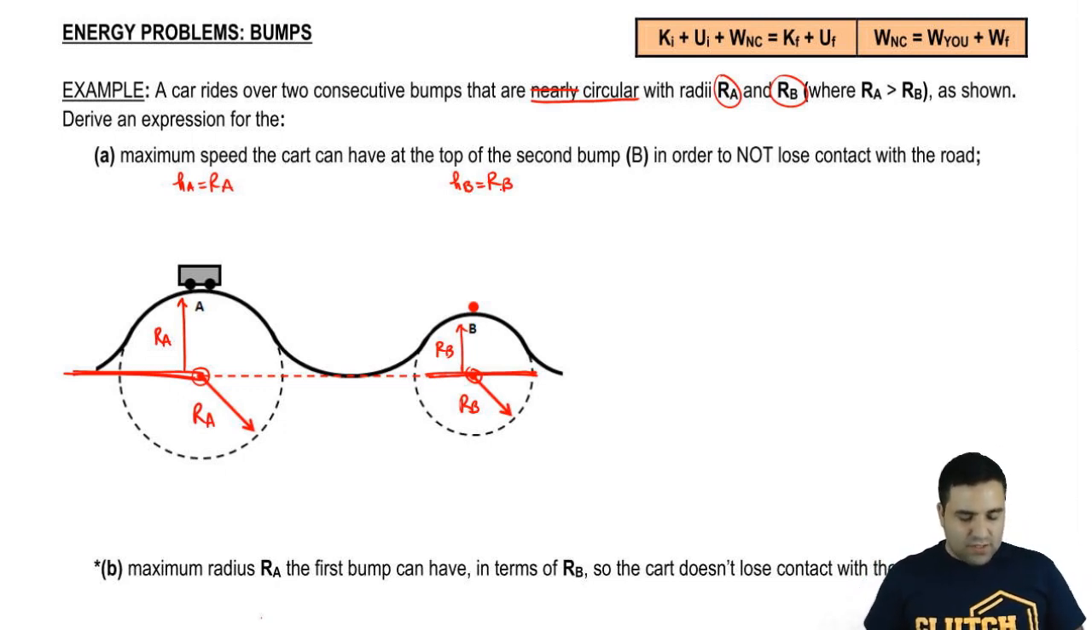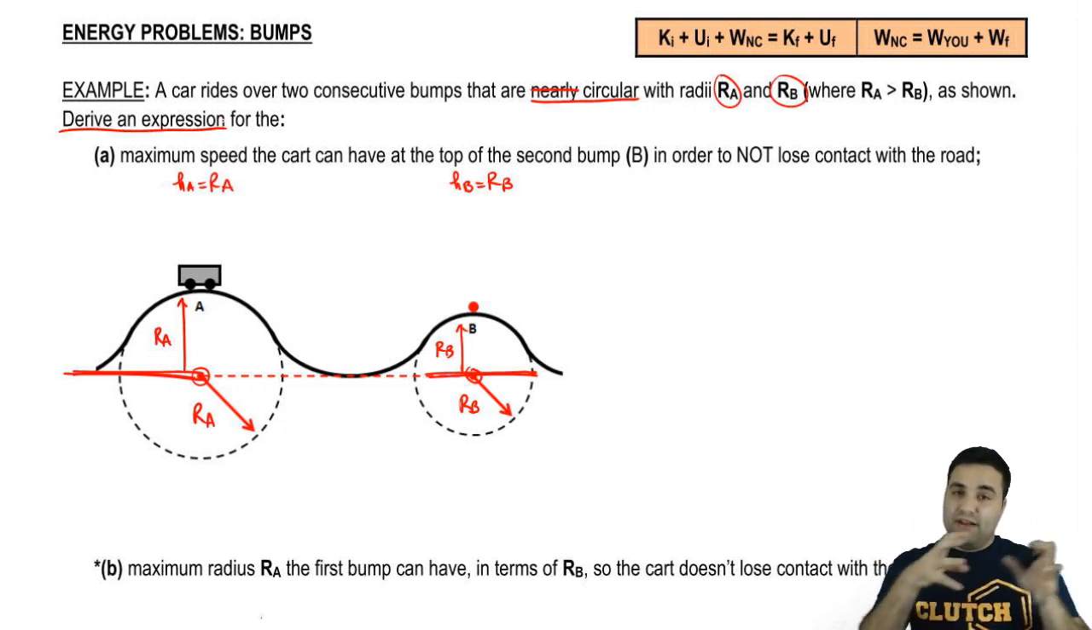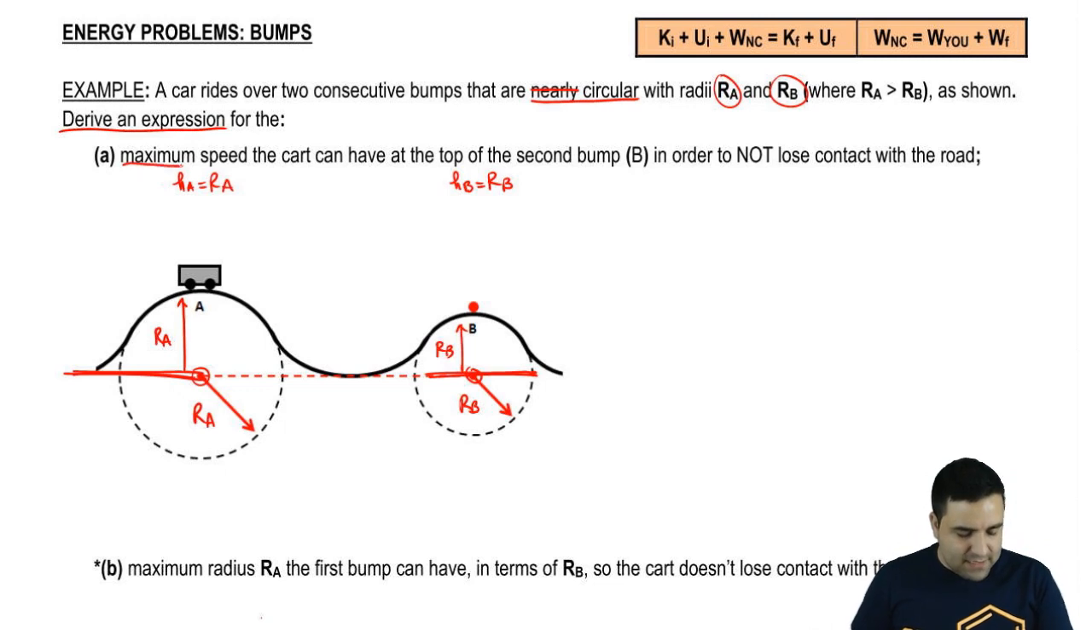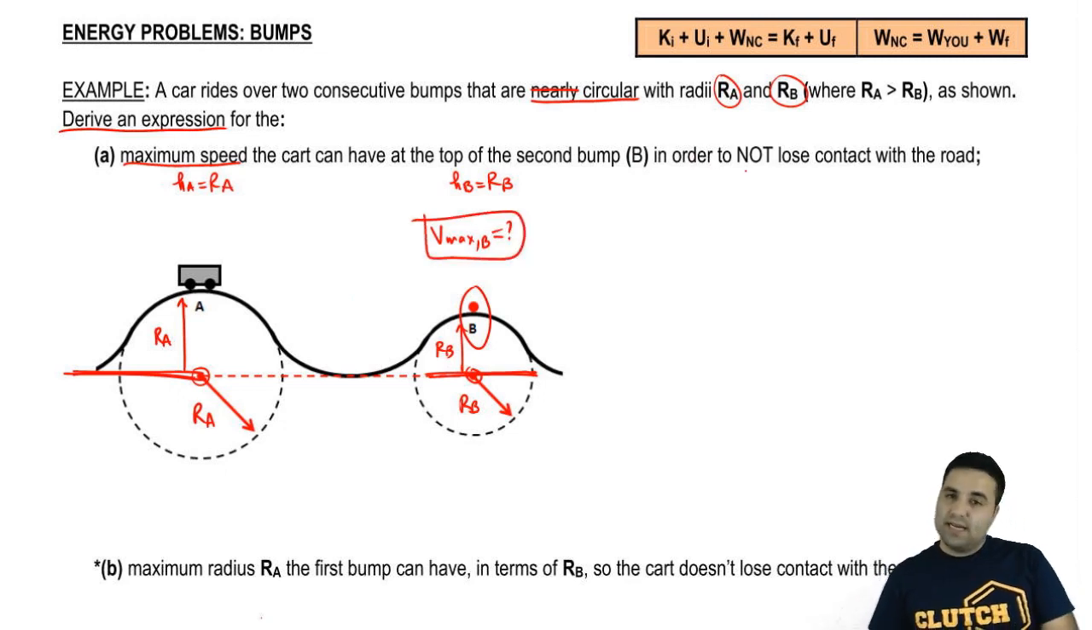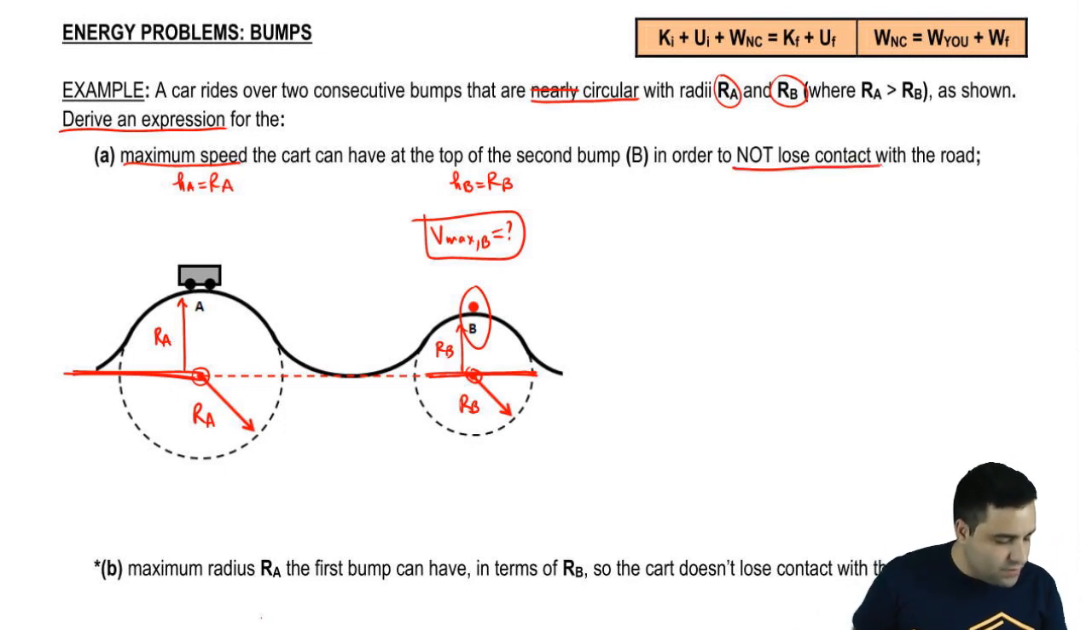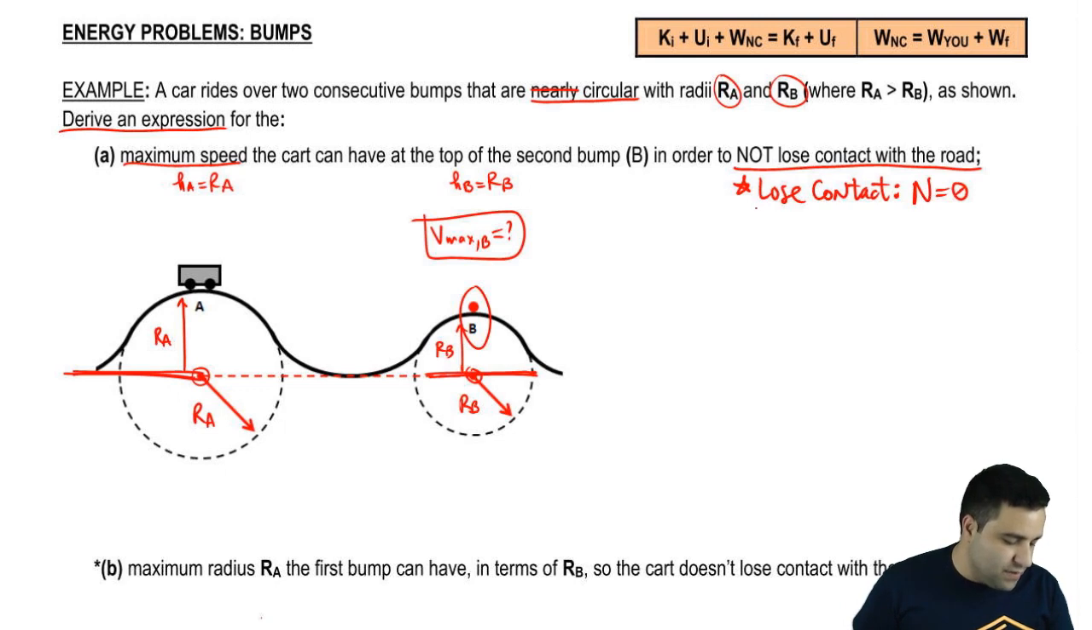All right, so here I want to derive an expression. Derive an expression means we're not going to have any numbers, we're just going to have variables everywhere. For the maximum speed that the car can have at the top of the second bump right here. So what is Vmax B in order to not lose contact with the road? I want to remind you that lose contact in a situation like this means that the normal force became zero.